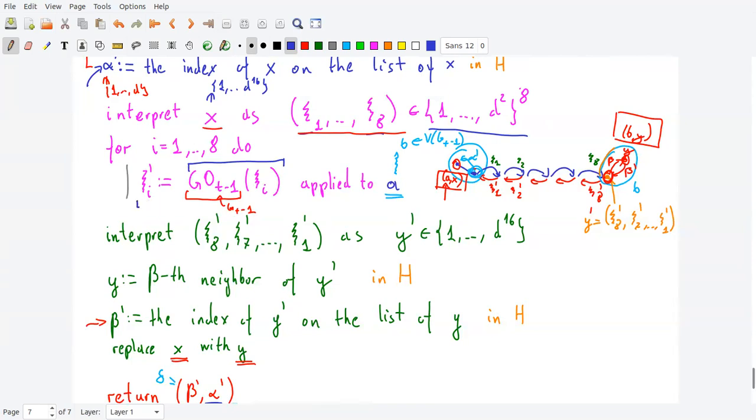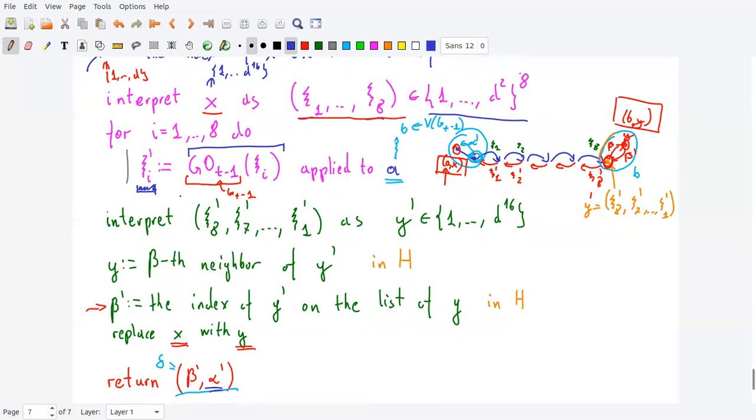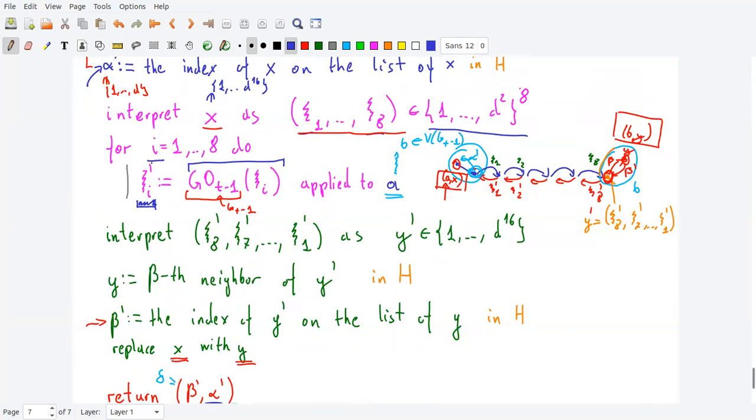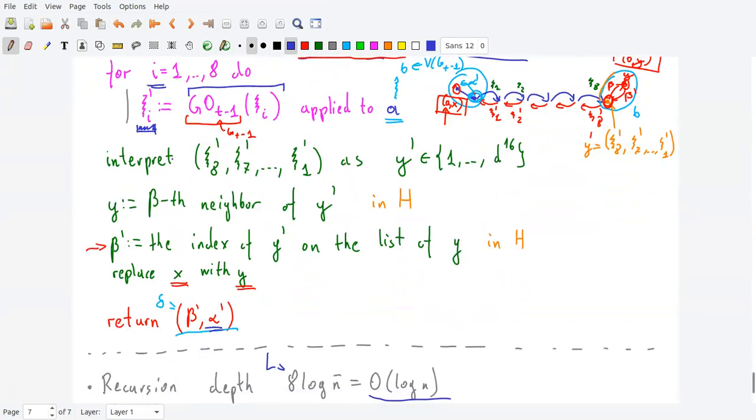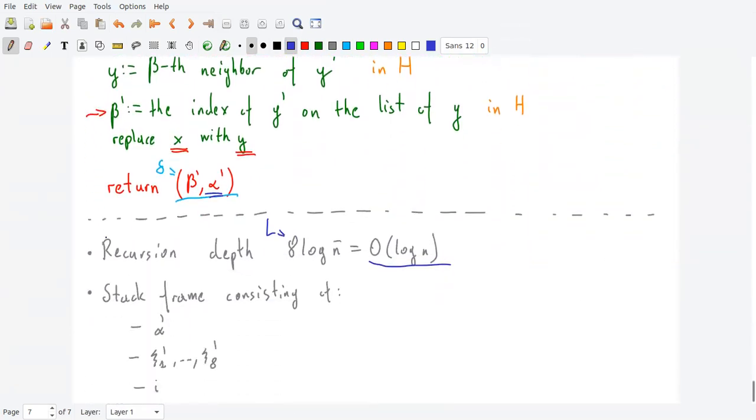It needs to remember also the previous x's. Whenever I am applying, say, the third go, I need to remember the x1 prime and x2 prime that were computed before. So the x's need to be remembered. And I can also remember where I am in this process. Essentially, these are the three things that need to be remembered. This is an index from 1 up to 8. Nothing to worry about. These are indices from 1 up to d squared, so I need a constant number of bits to remember each of them.